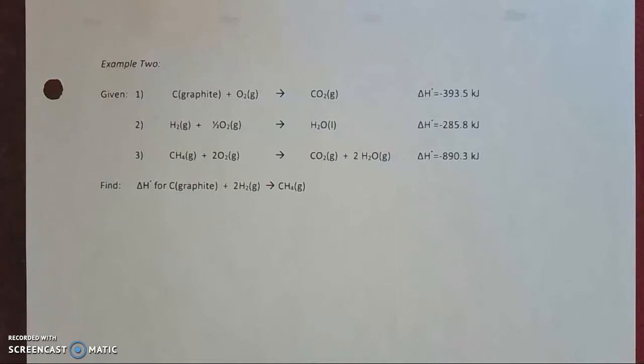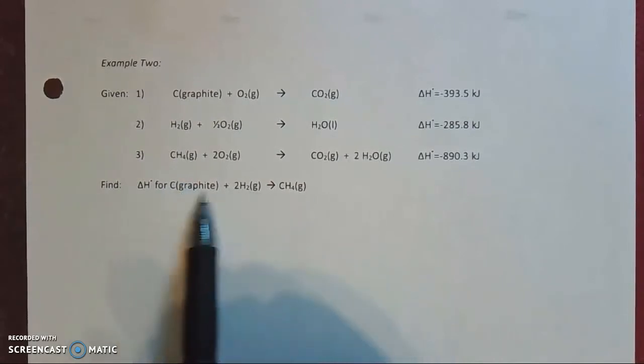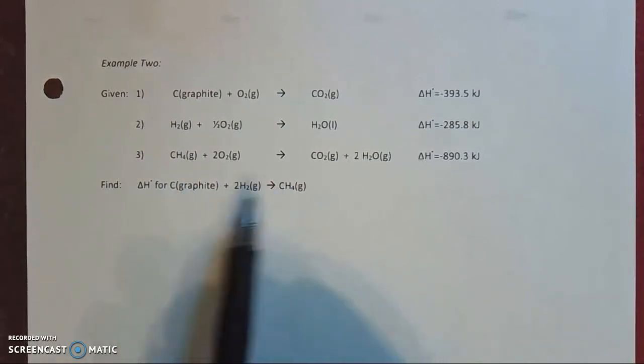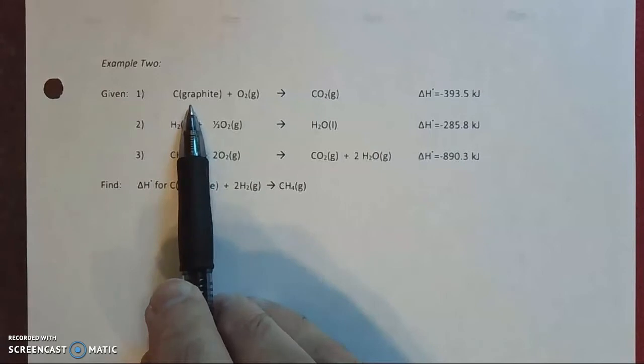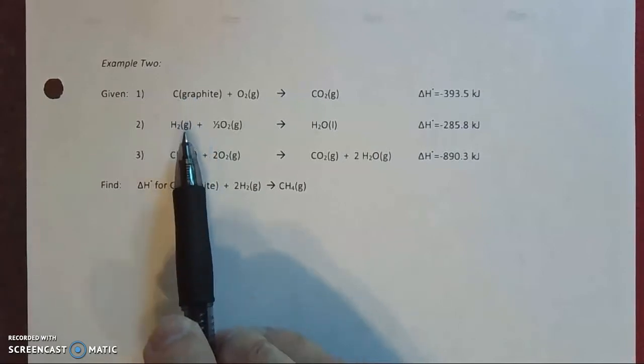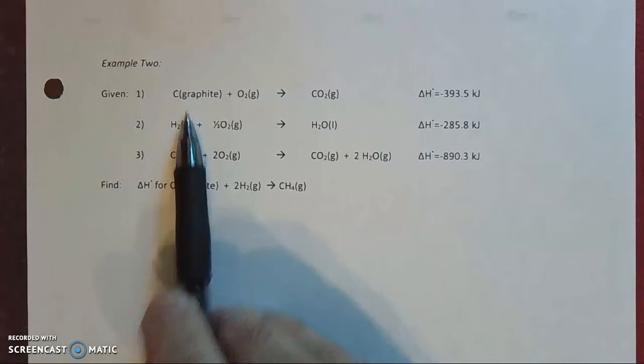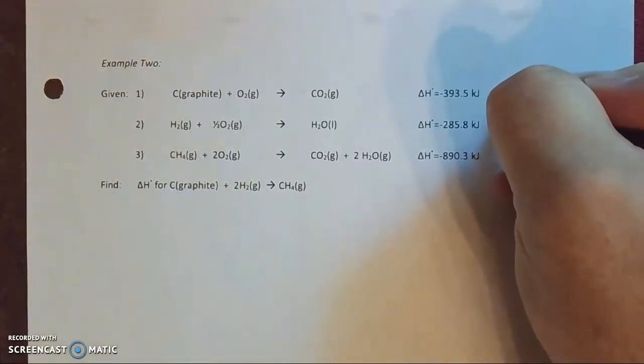So now we're given three equations, and we're looking for C graphite plus 2H2 gas yields CH4 gas, which is methane. So again, I'm going to look at my unknown reaction. This is the one that we're striving for when we add all our givens together. C graphite, we need one of them on the reactant side. So I can isolate C graphite in this first reaction. It is on the correct side and the correct number. So I'm going to keep this equation the same.